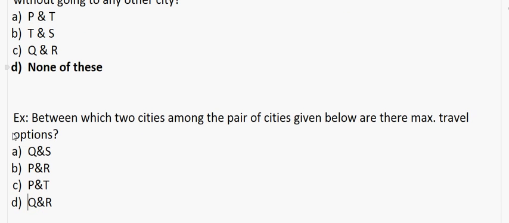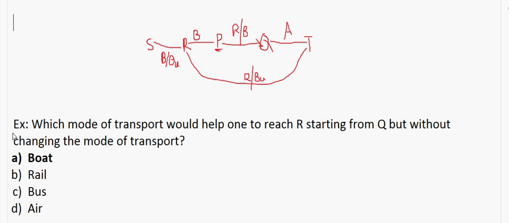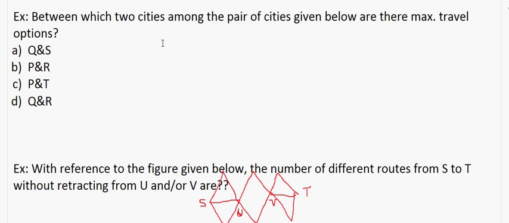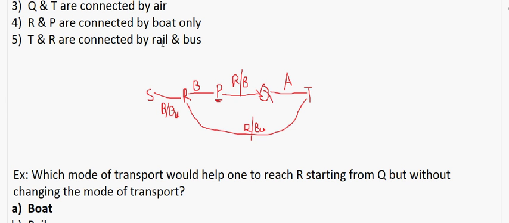Amongst the pairs of cities given below, where are the maximum number of traveling options? So we work with options only. Q and S. From Q there are two options: Q to T, Q to P, and then P to R, R to S, right? Or Q to T, T to R, R to S. When they are talking about maximum options, they are mostly talking about the shortest possible options. So there are two options from Q to S, right? P to R, again two options, right?